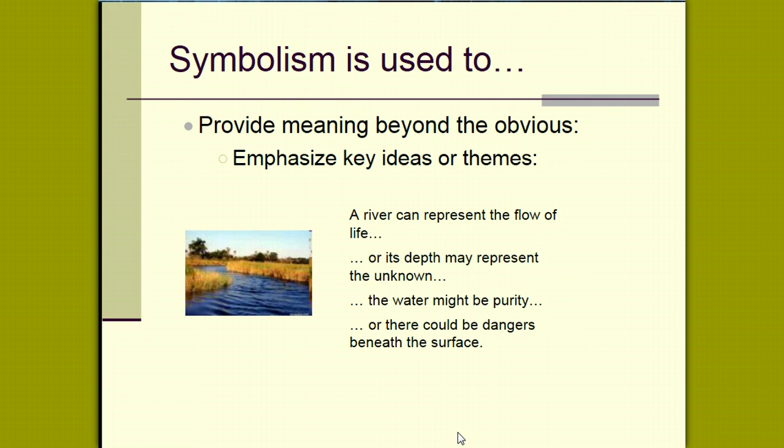So a river might mean the flow of life, just as a river keeps rolling its way along, life keeps moving. Or if it's deep and you can't see beneath the surface, it might represent the unknown. Thoreau, the poet, when he goes out on Walden Pond and keeps trying to probe down into that ice, it's the depth of the water that's supposed to represent sort of the depth of his own soul, that he goes out there to find himself. All right? Water could mean purity, or the darkness might be hiding dangers under the surface. Now, water can have many different meanings depending on the context of the story, and that's a key point that I'll come back to.